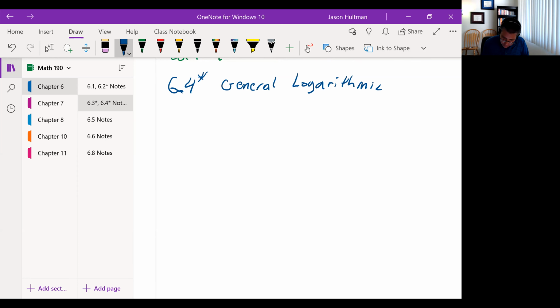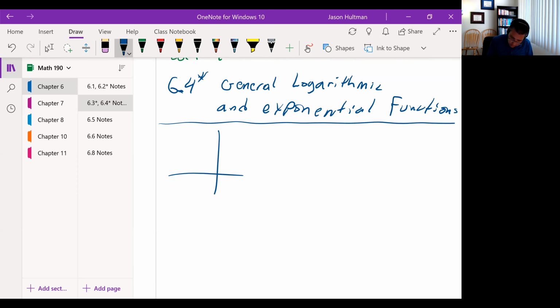Okay, general logarithmic and exponential functions. You're like, well, what are general logarithmic and exponential functions? Well, they look like this, right? We're more interested in the general y equals a to the x, where we have a base that's not e. The a represents a constant here. It's like y equals 2 to the x. That's a general exponential function, right?